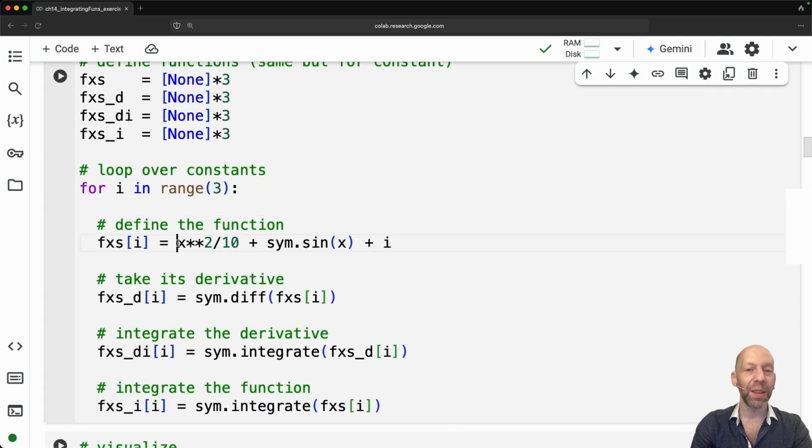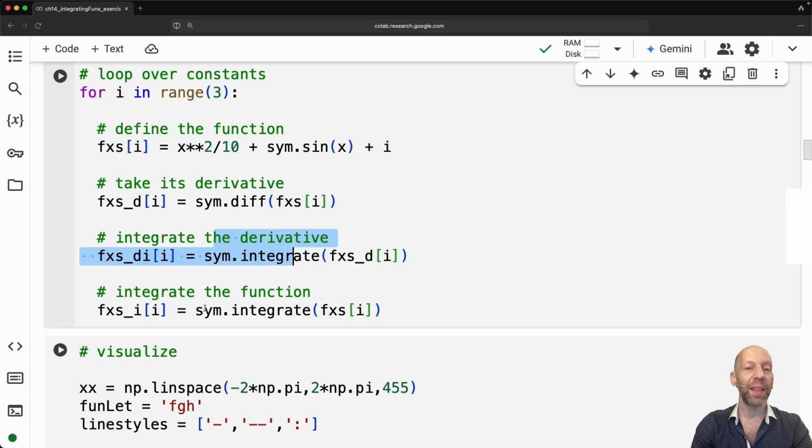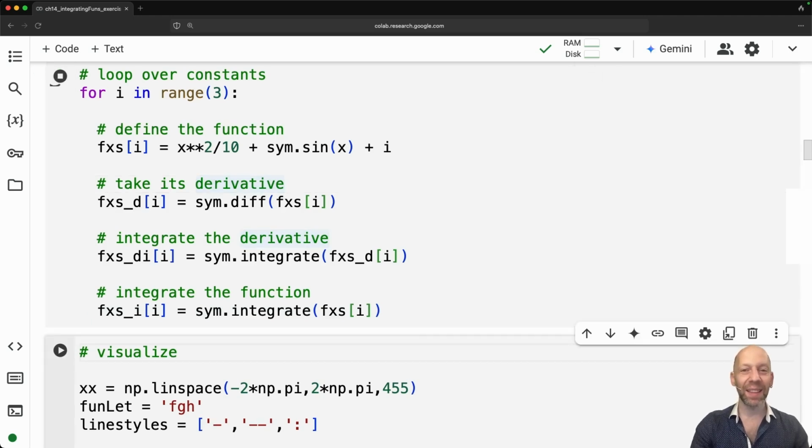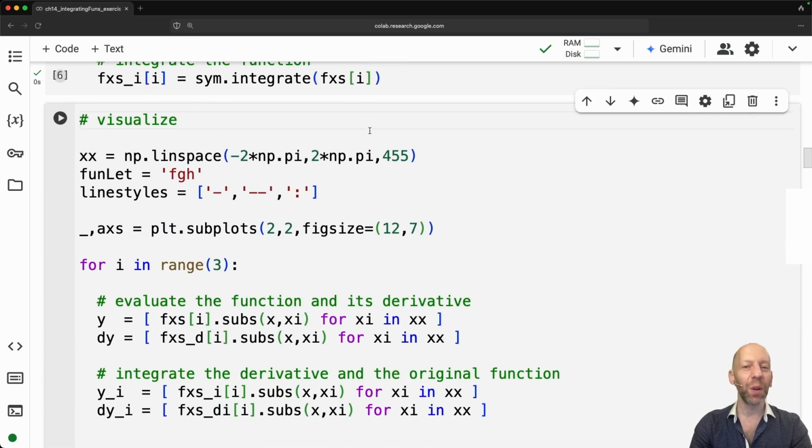Basically, we just define the function. And here I'm writing plus i, where i is this looping index over the different constants, 0, 1, or 2. Then we use SymPy to create its derivative, its integral, and then actually integrate the function. This is the integral of the derivative, and here is the integral of the function. Okay, again, this code cell here is exactly copied from earlier, from figure 3. This is the new code here.